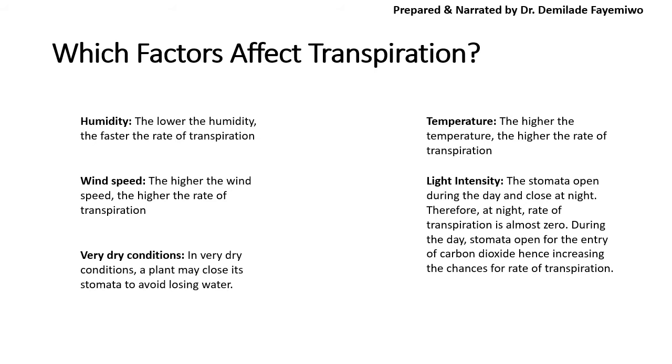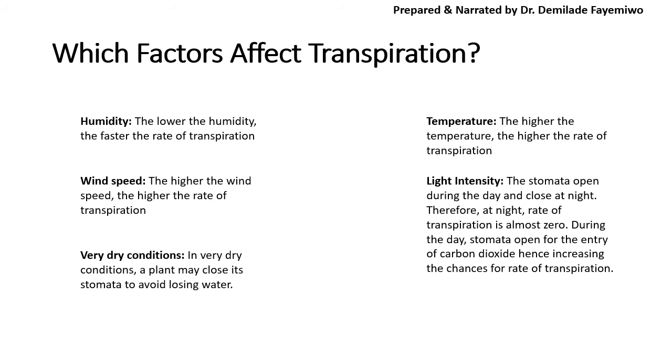If you have a region where the humidity is very, very low, it means that the water vapor in the atmosphere is at a low concentration. Obviously, that means water will move from a region of higher water potential in the leaves to a region of lower potential in the atmosphere, and that causes the rate of transpiration to be faster. So we say that the lower the humidity, the faster the rate of transpiration.